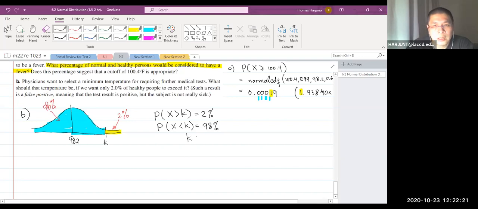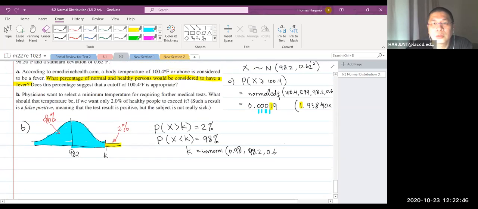So k is inverse norm, inverse norm 0.98. Okay, and then what's that? 98.2, that's the mean, and standard deviation 0.6. No, I don't think 0.6, I think 0.62.